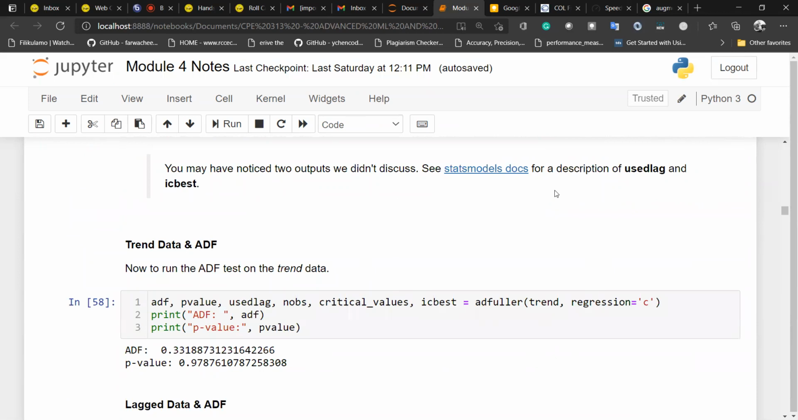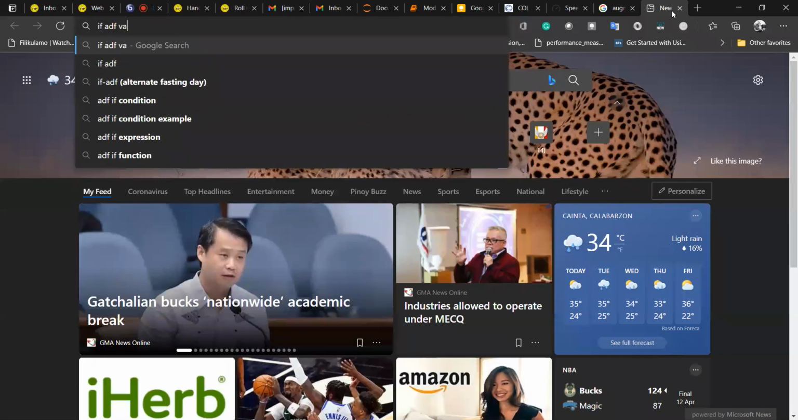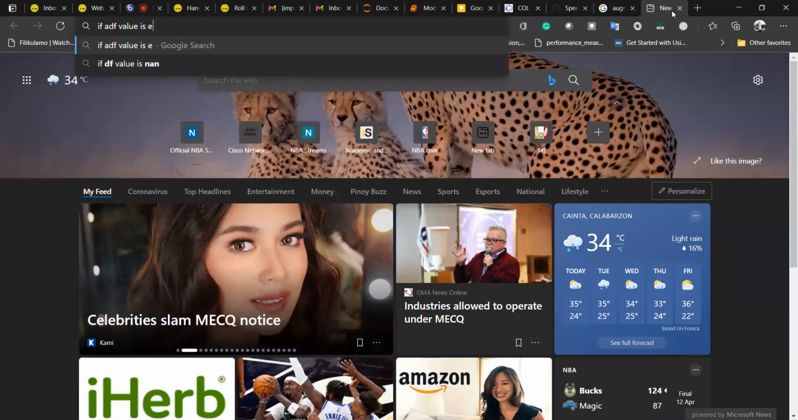Sir, is it possible to have a zero value for ADF? What if the value of ADF is zero? Is it stationary or non-stationary? So that's a good question, no? ADF value is equal to 0.